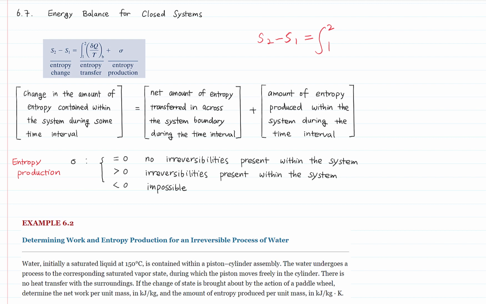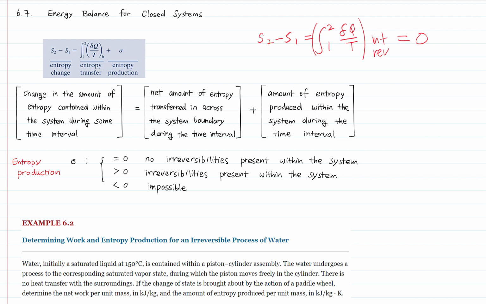The integral from state 1 to state 2 of delta Q over T, and this is for an internally reversible process. If there is no heat transfer to the closed system and the system undergoes a reversible process, the entropy change becomes zero. There are two ways that the entropy of a closed system increases.